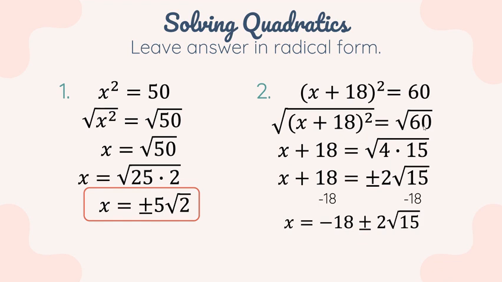So my answer is simply going to be negative 18 plus or minus 2 times the square root of 15. I cannot combine them because that negative 18 doesn't have a square root of 15 attached to it. So we cannot put them together. I'm just going to leave it as 2 separate quantities, and that is my answer.